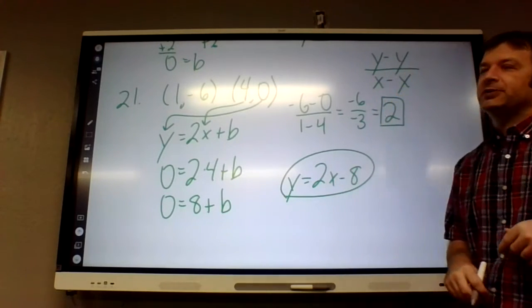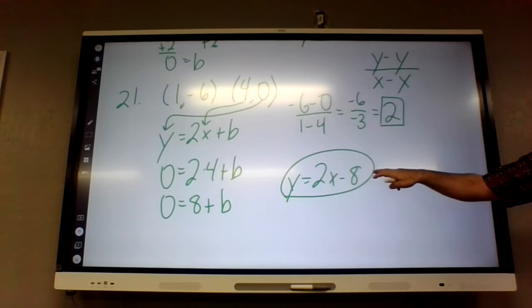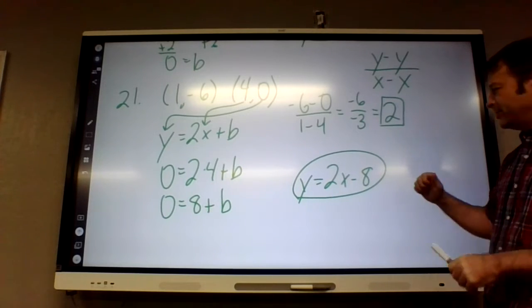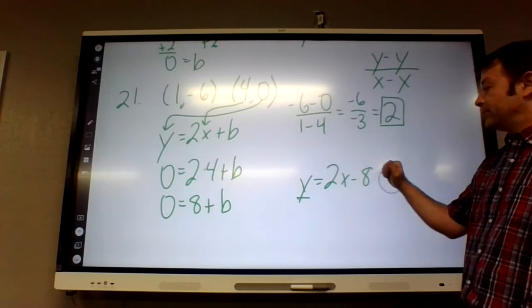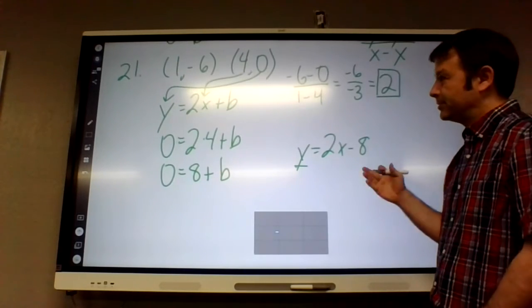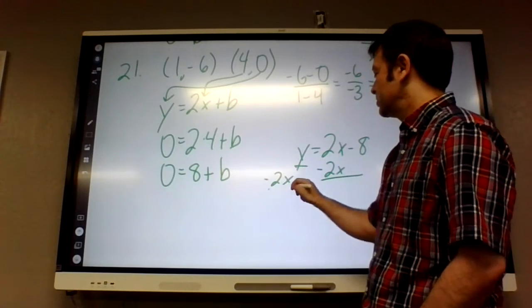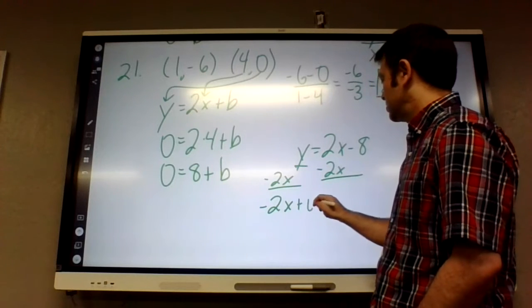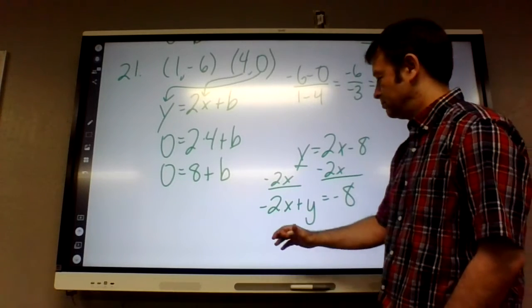Oh, whoops, I forgot something. The direction said standard form. You guys remember what that meant? Ax plus By equals C. Right, so our x's are on the wrong side, so how do I get them on the other side? Minus 2x. That is standard form. Why do they want standard form?